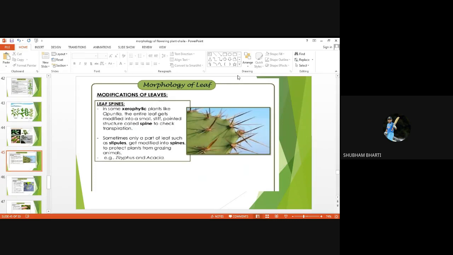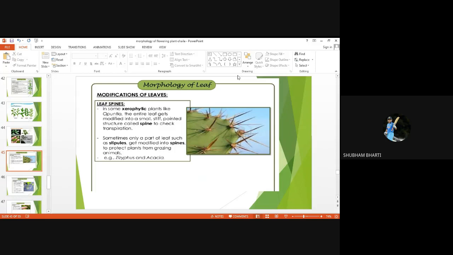In some xerophytic plants like Opuntia, the entire leaf gets modified into small, stiff, pointed structures called spines, and sometimes only a part of the leaf, such as the stipules, gets modified into spines to protect the plant from grazing animals. For example, Zizyphus or Acacia. Spines हे काय आहे? It is the modification of leaf in some xerophytic plants.